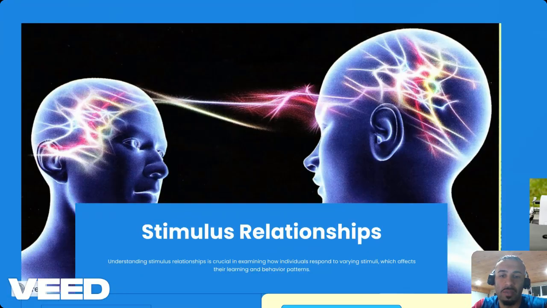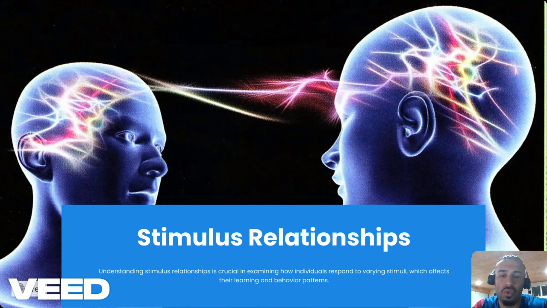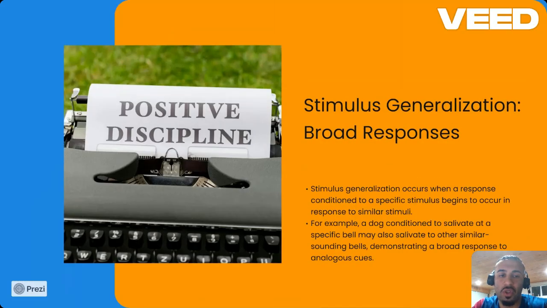Now, stimulus relationships. Understanding stimulus relationships is crucial in examining how individuals respond to varying stimuli, which affects their learning and behavior patterns. Stimulus generalization occurs when a response conditioned to a specific stimulus begins to occur in response to similar stimuli. For example, a dog conditioned to salivate at a specific bell may also salivate to other similar-sounding bells, demonstrating a broad response to analogous cues.